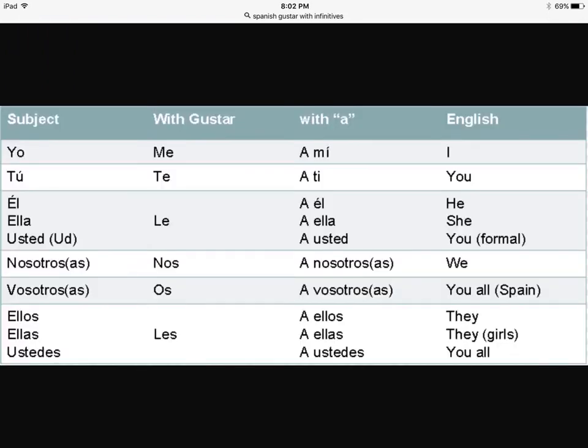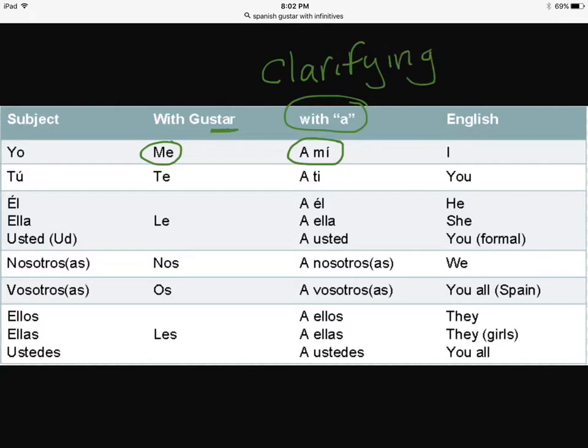Okay, I really liked this chart. I thought it was very succinct and nicely done. So it just shows you, let's look at you. If I am the person that's doing the liking, you're going to use me with Gustar, okay? And if you want to add emphasis, remember how we talked about it, you can use a mí. Now, all of these with a are going to be your clarifying phrases. I liked how they wrote them all together.